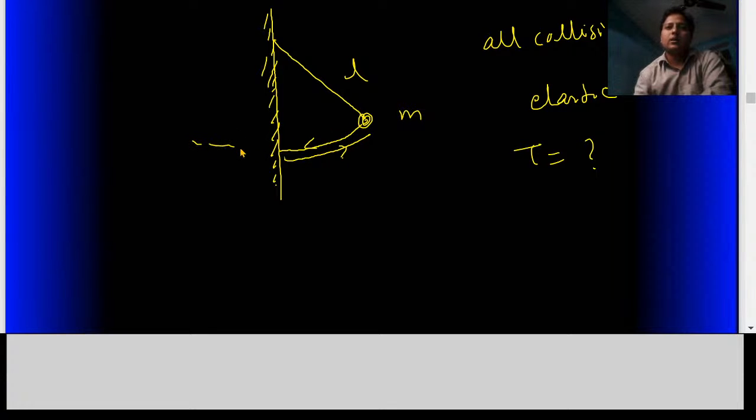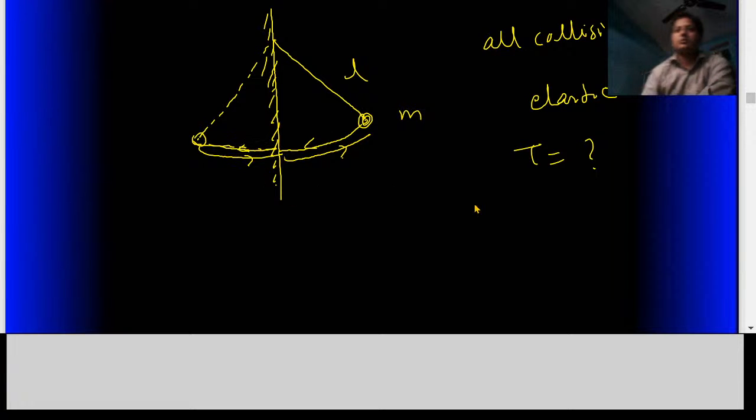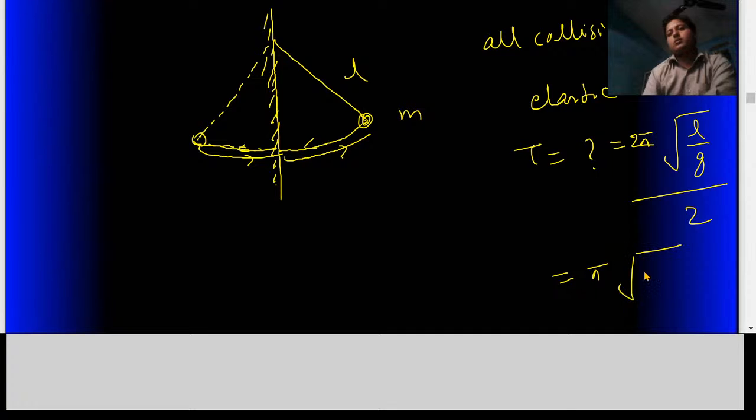Obviously half of the complete time, because the time decreases by this part, that is exactly half of the total. So the time period comes out to be pi under root L by g, or 2 pi under root L by g by 2, that is pi under root L by g.